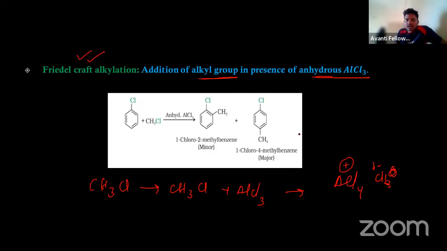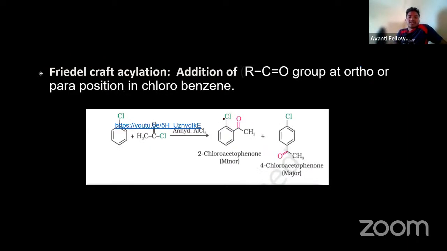Again with AlCl3 and CH3Cl, this CH3 will be substituted, giving the product with CH3 and H lost, at the ortho and para positions. So this CH3 is attached at the ortho and para positions, but still para is more stable because of lower repulsions.